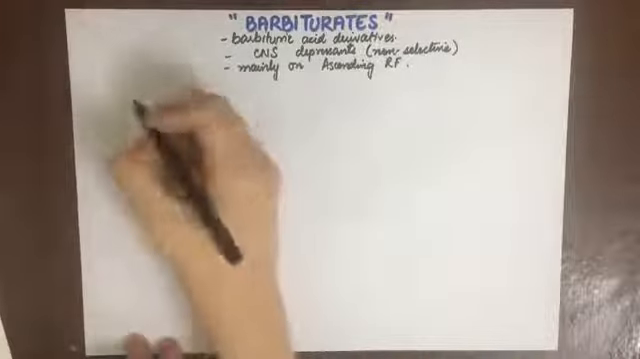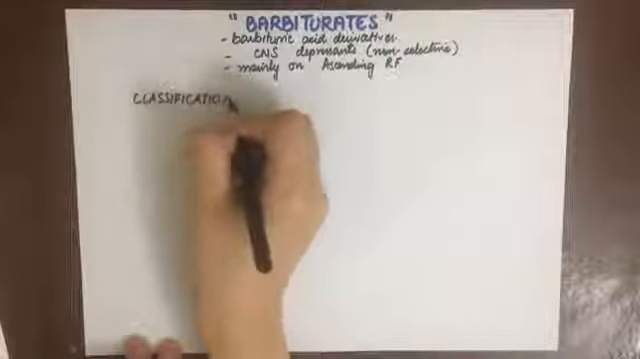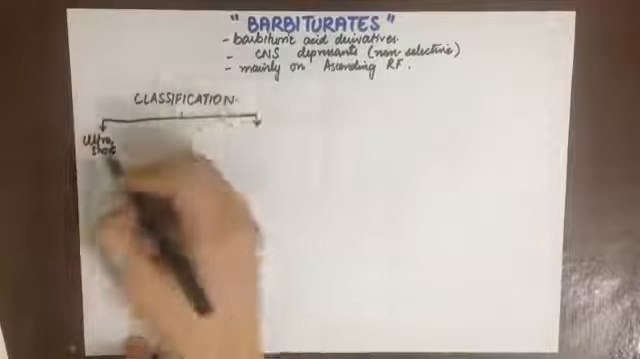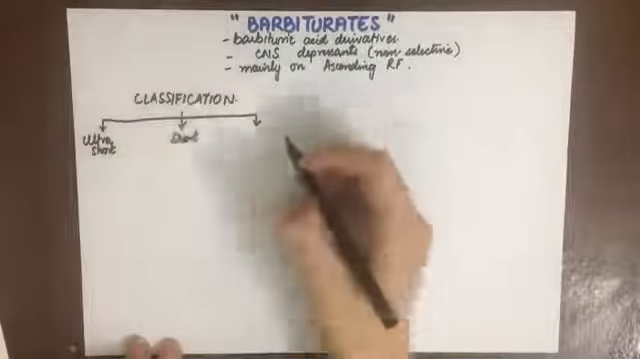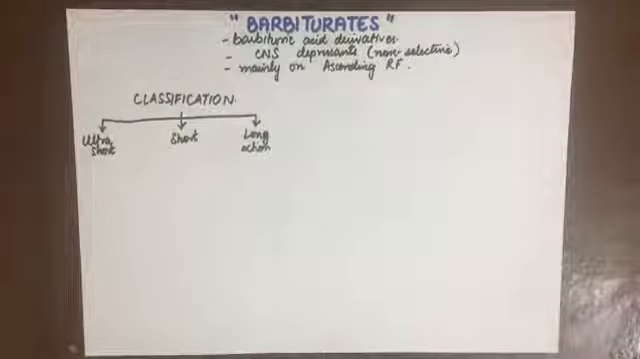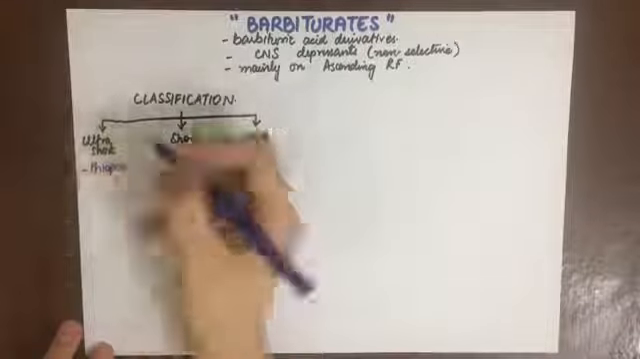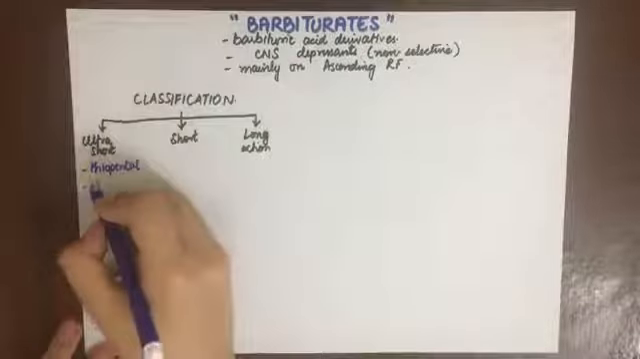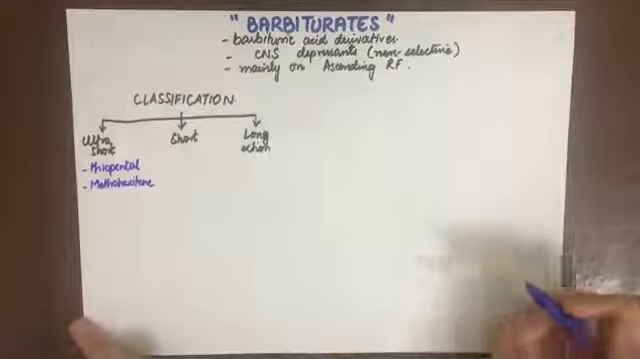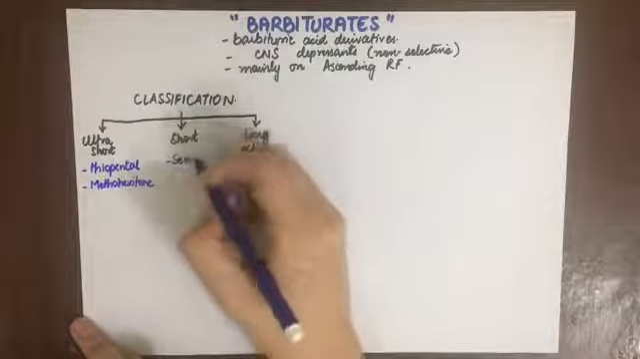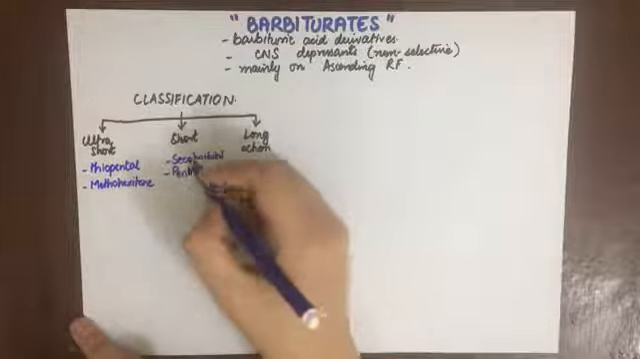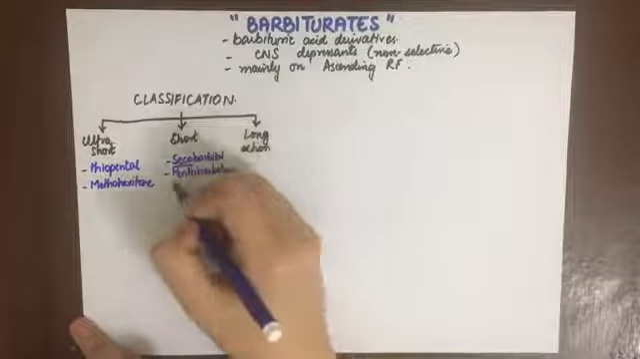To classify barbiturates, we divide them into three main groups: ultra short acting barbiturates, short acting, and long acting. Ultra short acting barbiturates include thiopental, methohexitone. Short acting include secobarbital and pentobarbitone, seco and pento. Remember these two words. And long acting is phenobarbital, also known as phenobarbitone.